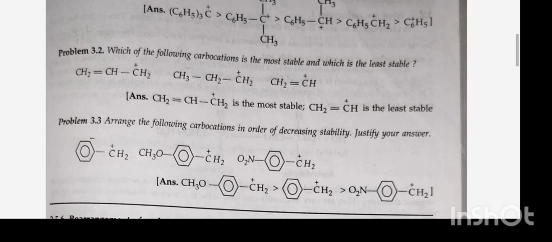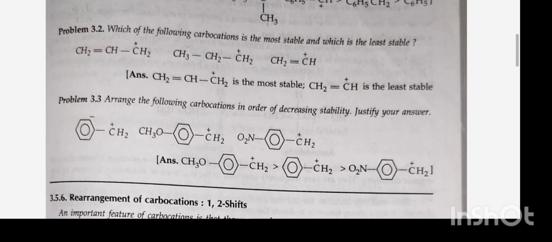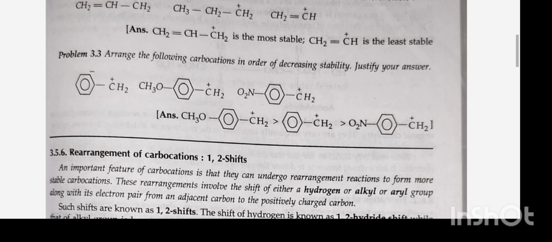Problem 3. Arrange the following carbocations in order of stability. Justify your answer. According to this, we see which has more inductive effect and resonance effect. In the cyclic compound, we see which group is attached, whether withdrawing or releasing group.